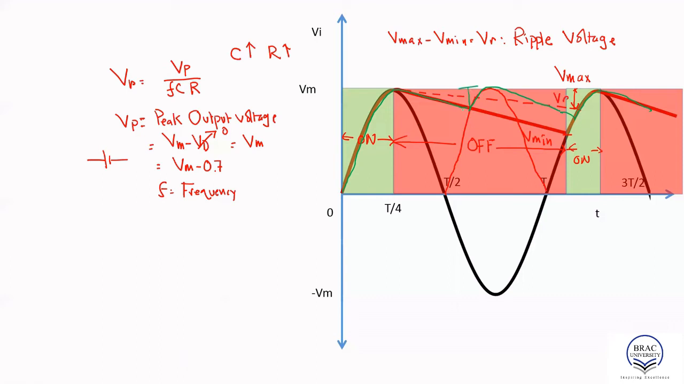And again, the maximum to minimum distance would be our ripple voltage VR. So notice the ripple voltage for full wave rectification and for half wave rectification are not the same. The ripple voltage for full wave rectification is smaller than for half wave rectification. So if this is the ripple voltage for half wave rectification and this is the ripple voltage for full wave rectification, VR is clearly smaller here. In that case, VR would be Vp over 2FCR. Vp is again the peak voltage.